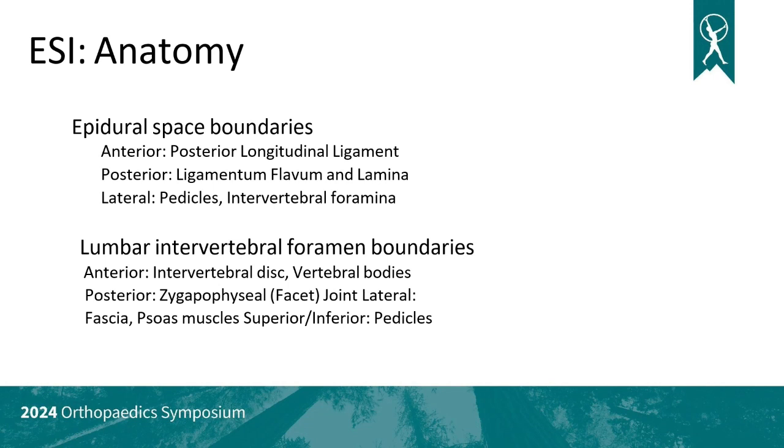So just some anatomy. As far as the epidural space goes, the anterior portion is the PLL, or the posterior longitudinal ligament. Posterior is going to be your ligamentum flavum and lamina. Laterally, you'll have the pedicles and your foramen. As far as the foramen boundaries, anteriorly you have the discs, the vertebral bodies, and posteriorly you have the facet joints, the fascia, psoas muscles, and inferiorly the pedicles.